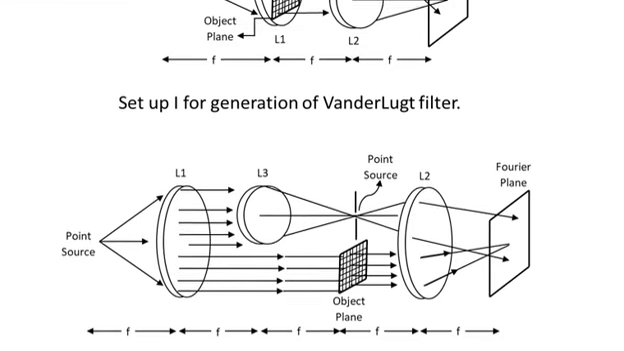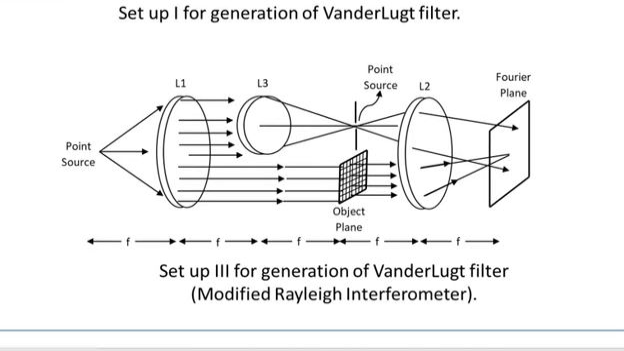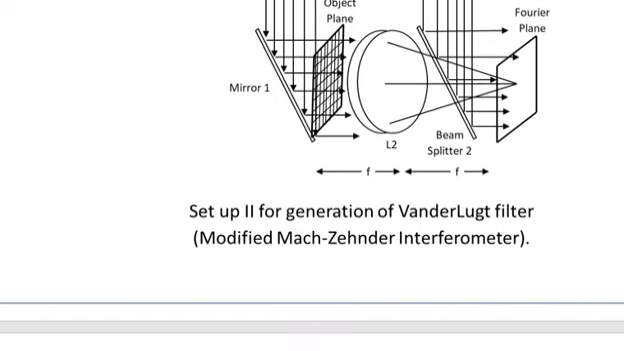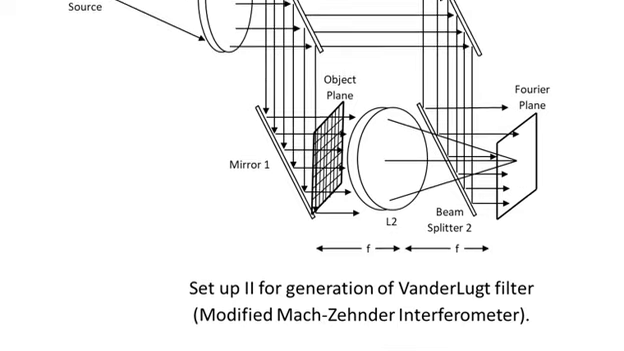To optimize the space, I have placed setup 3 over here, but let's go first to setup 2. So, setup 2 for generation of a van der Lugt filter. This is the modified Mach-Zehnder interferometer.